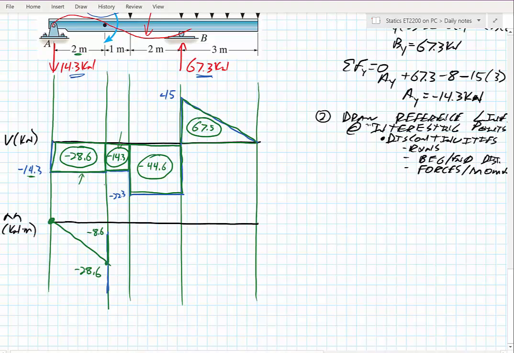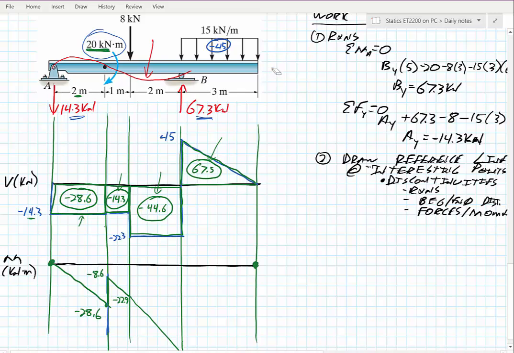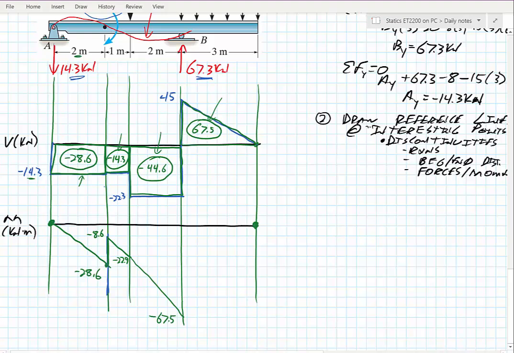Then I have this negative 14.3. So negative 14.3 added to this negative 8.6 brings me to negative 22.9. And then I have a negative 44.6, so I'm going even further down. Well, it should be slightly steeper, it looks like, right? And that brings me to negative 67.5. Now my last area is a positive 67.5, and that usually is an indication that I did something right, because I'm ending up at 0. There is no external moment here to bring me to 0, so since it closed up, it means I probably did something right. So I know I have to go from negative 67 up to 67.